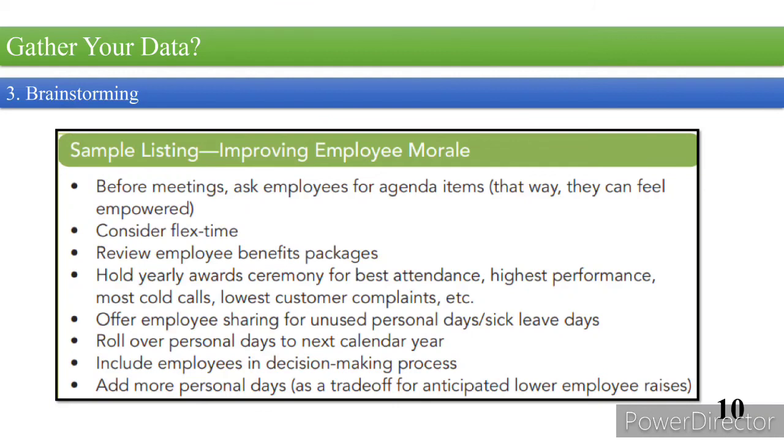Brainstorming, here is the example of brainstorming. For example, sample listing: before meeting, ask employees for agenda items, consider flex time, review employee benefits packages, hold a yearly award ceremony for best attendance, highest performance, or offer employee sharing for unused personal days or sick leaves, roll over personal days to next calendar year, include employees in decision making process. So for example, if I'm listing about improving employee morale, same is the case if I'm listing about improving student morale.